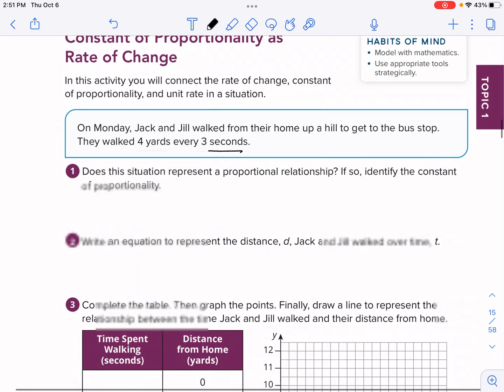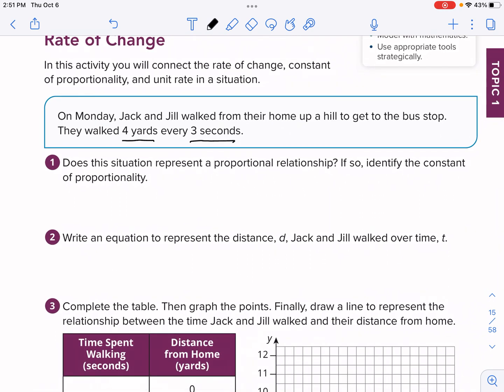That seems pretty fast. Number 1, does this situation represent a proportional relationship? This is yes. We'll just say that it has a constant speed. Typically when you talk about speed or rate, you talk about miles per hour, but since we're walking, we're looking at yards per second. The constant proportionality, we'll put k. Constant proportionality in this case is the output versus the input, the dependent variable over the independent variable. Since it's 4 yards every 3 seconds, this will be 4/3.